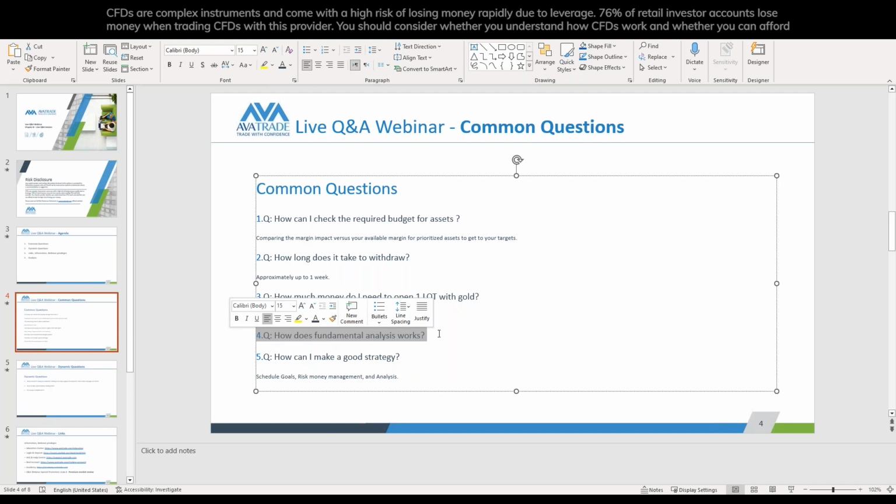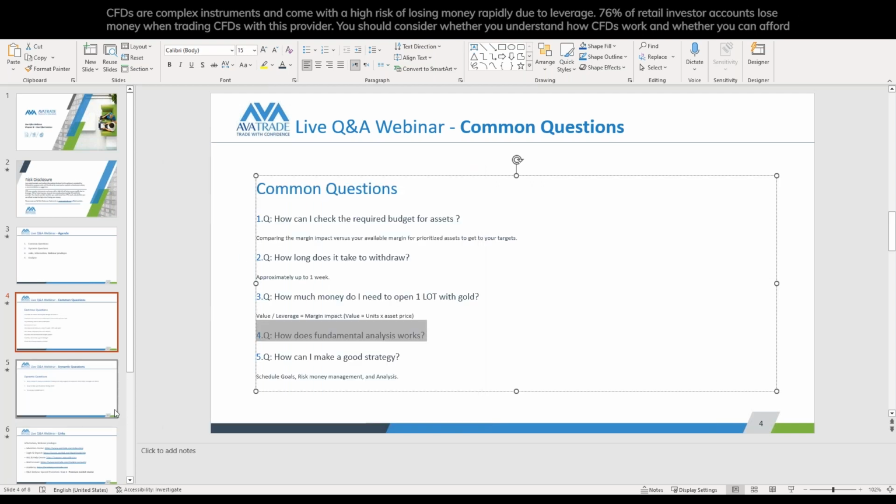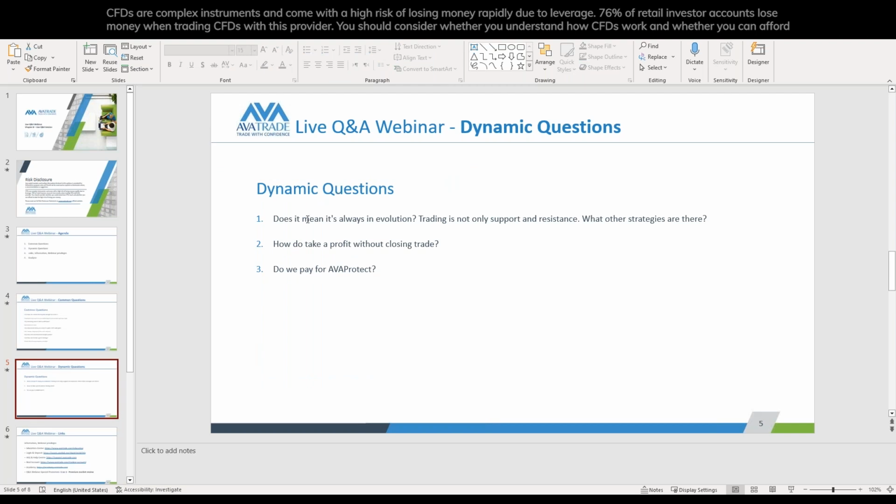How does fundamental analysis work? So guys, we're going to take the question and we're going to put here previous, forecast and actual. Before I carry on with this question, I just want to review those.